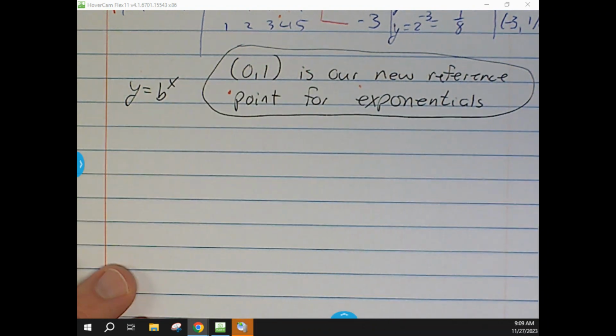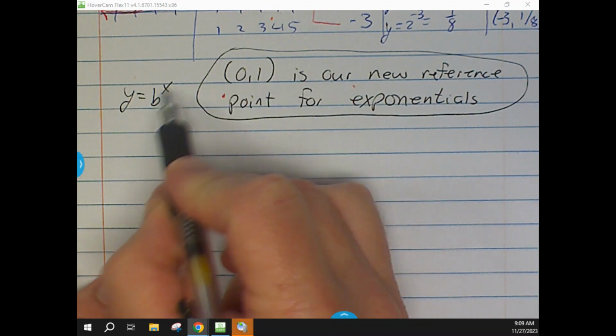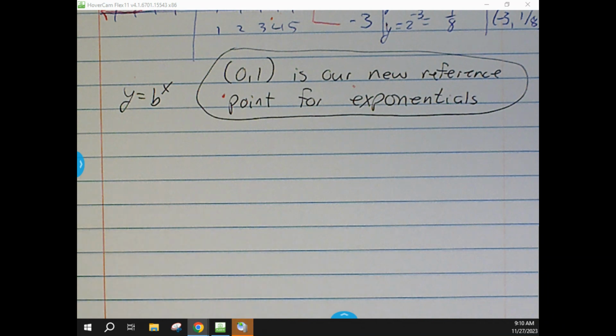Because it doesn't matter what number your base is. If you do anything to the 0 power, your answer is always going to be 1. So (0, 1), if we're talking about exponentials, that's your new reference point. Instead of everything going through (0, 0), (0, 1) is our new standard point that we're going to go through for this one.